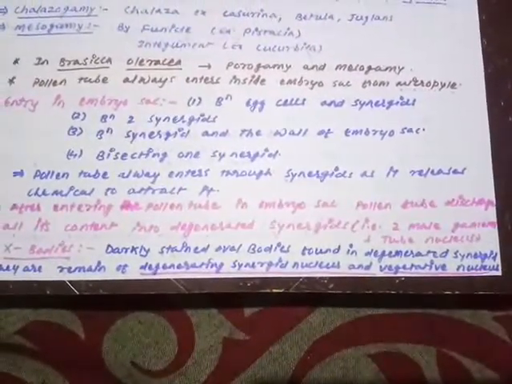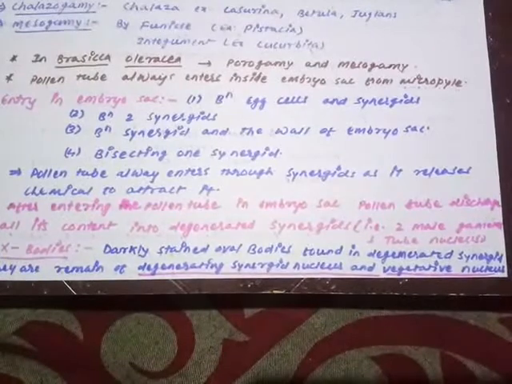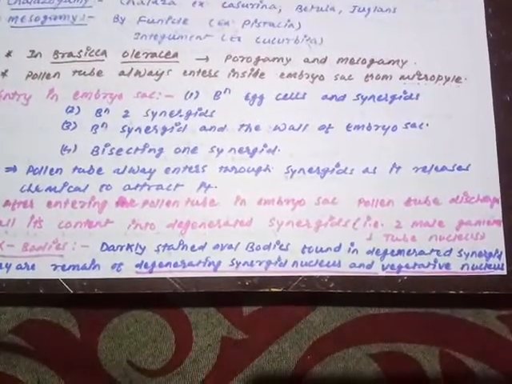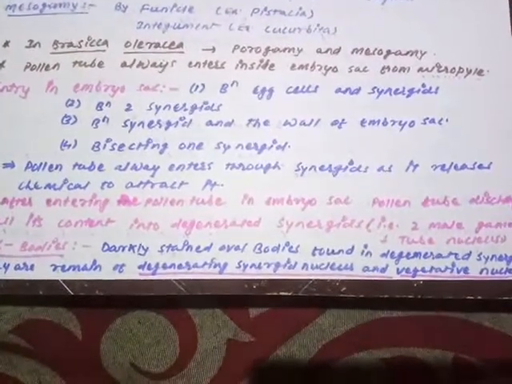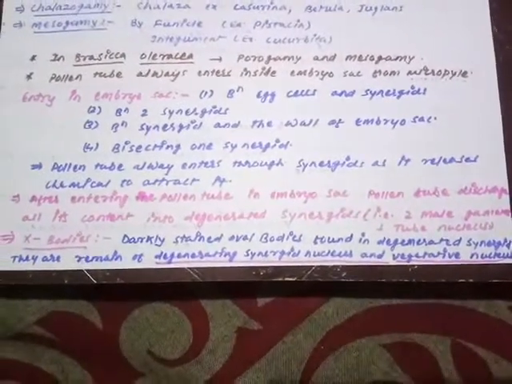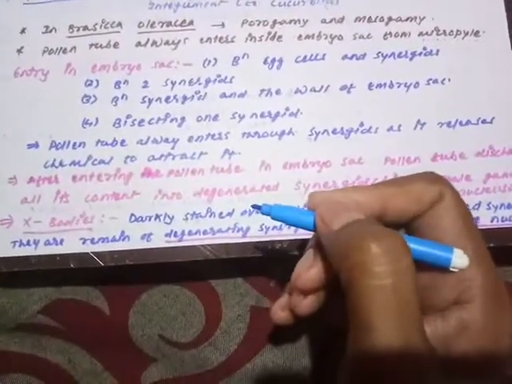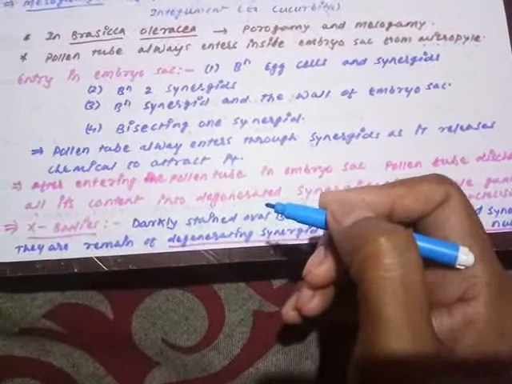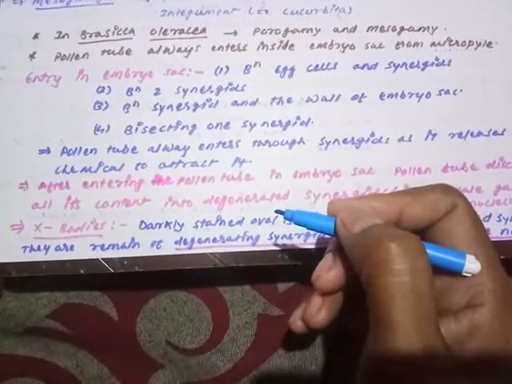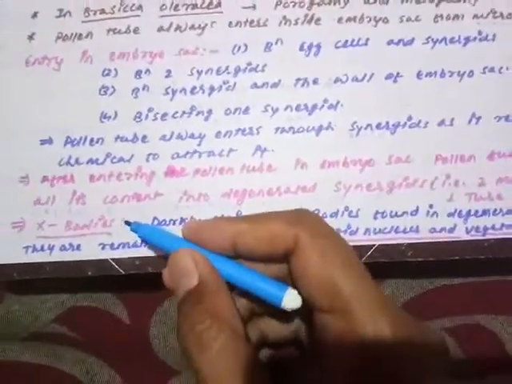So what content will it release into the degenerating synergid cell? Remember, what is the content present in the pollen tube? First of all, one vegetative nucleus or tube nucleus and two male gametes were present in the pollen tube. So all three will be released inside the degenerating synergid cells, along with some extent of the cytoplasm present over there. One very important factor has been observed in the synergid cells at the time of discharging of these materials into the synergid cell. X bodies have been reported.